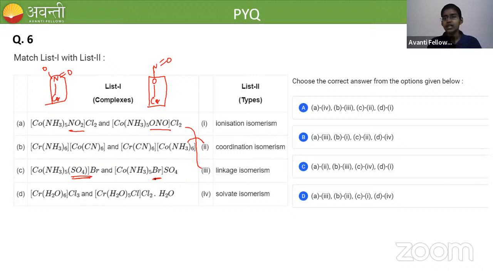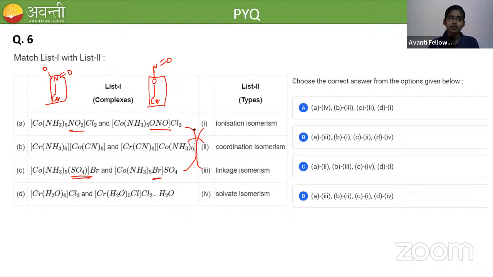So we will get different ions in the solution if we treat these 2 compounds with AgNO3 or some other salts. So these 2 compounds produce different ions when they are put into the solution. So they are ionization isomers. So C goes to 1.